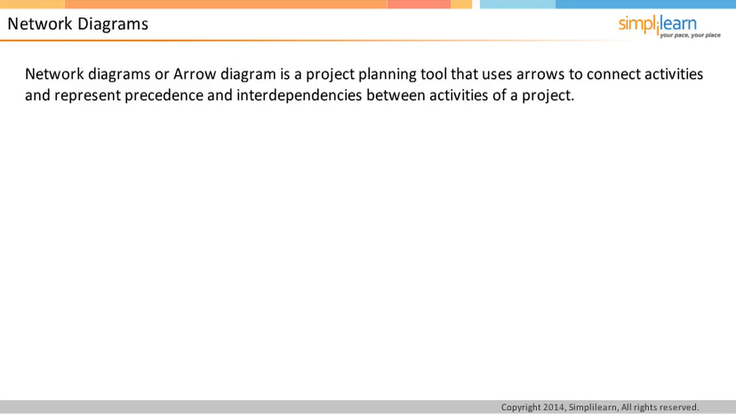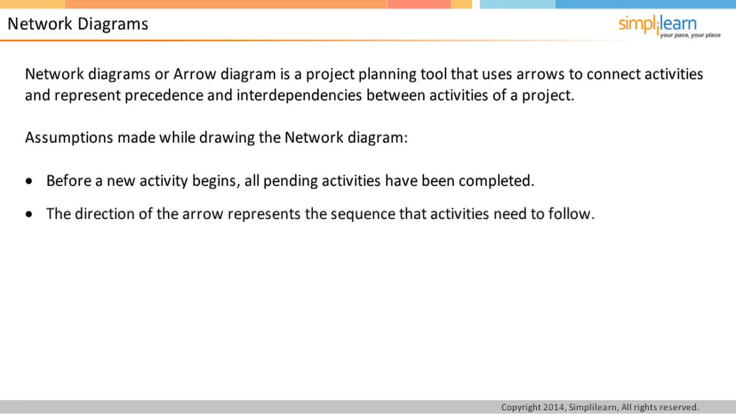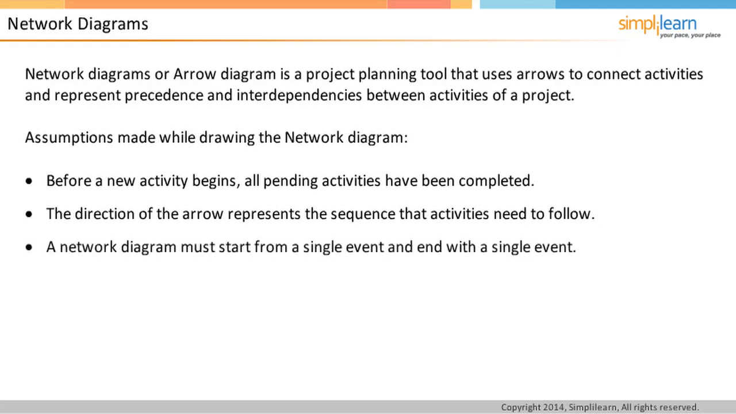There are some assumptions that need to be made while forming the network diagram. The first assumption is that before a new activity begins, all pending activities have been completed. The second assumption is that all arrows indicate logical precedence. This means that the direction of the arrow represents the sequence that activities need to follow. The last assumption is that a network diagram must start from a single event and end with a single event. There cannot be multiple start and end points to the network diagram. In the next screen, let us discuss some terms related to network diagram.